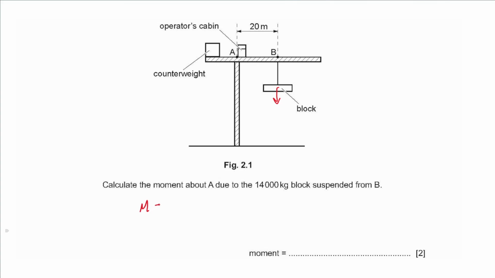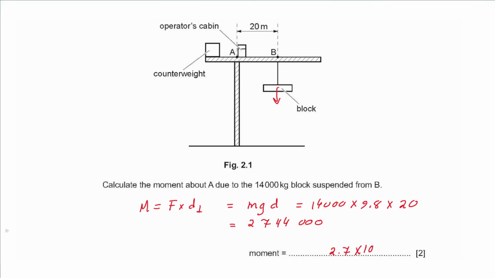So moment is equal to the force multiplied by the perpendicular distance, and the force here is equal to the weight. So we calculate mg and then multiply by the distance. So we have 14,000 multiplied by 9.8 and then we multiply by the distance, which is 20. That gives an answer of 2,744,000 Newton meters, which we can write to standard form and to two significant figures as 2.7 times 10 to the power of 6, and the unit is Newton meters.